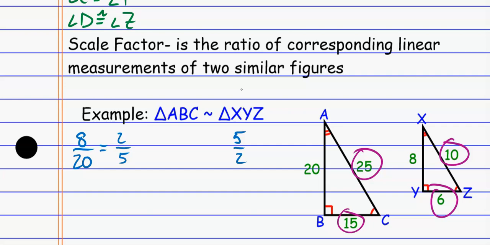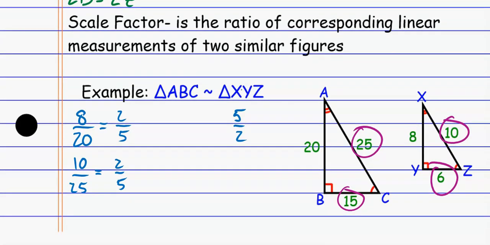And it doesn't matter which side we had chosen. Had I chosen the 25 and the 10, if I do it in the same order, that also reduces to 2 over 5. Had I chosen the 15 and the 6, 6 over 15, that also reduces to 2 over 5. And that's the other idea behind similarity here.